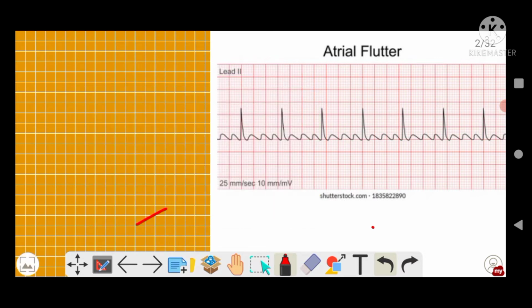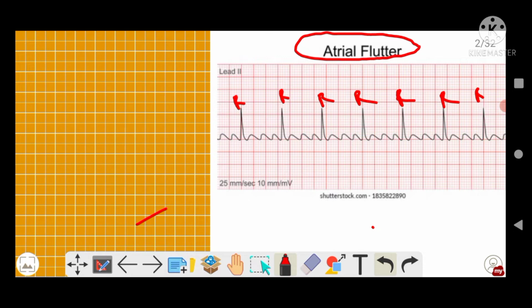Hi guys. So in this session, our topic of discussion will be atrial flutter. Of course, you know this is your R wave, and every peak here is an R wave.